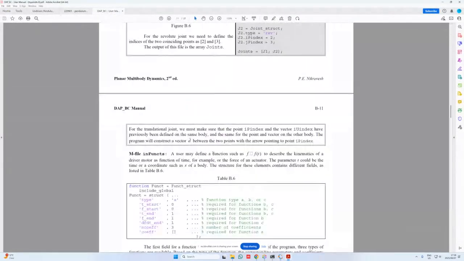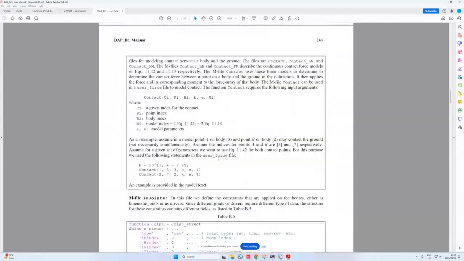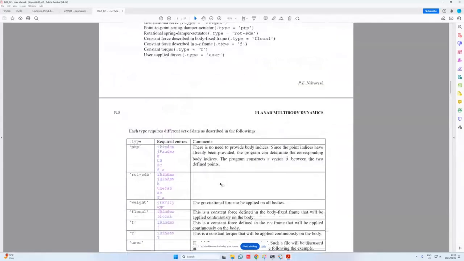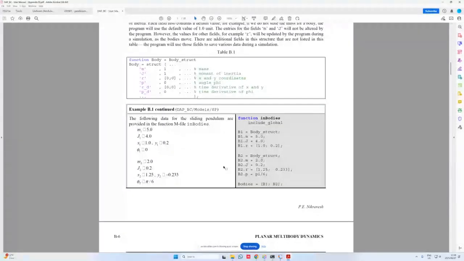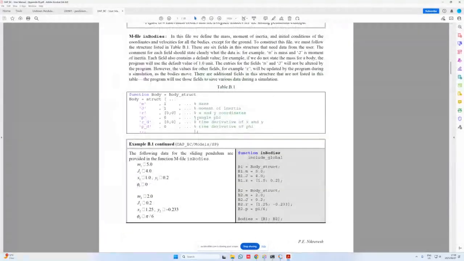Now, to give you an idea of the default values that we work with, we can also go to the in-bodies file that we have over here. So in the user manual, it essentially tells you what all of the properties are that you have to specify for each body. So we now know we specify the mass, the moment of inertia, the x and y coordinates, the angle phi, so the angle of the body, r_d, which is the time derivative of x and y, or simply the velocity of the body, and p_d, which is then the rotational velocity of the body as well.